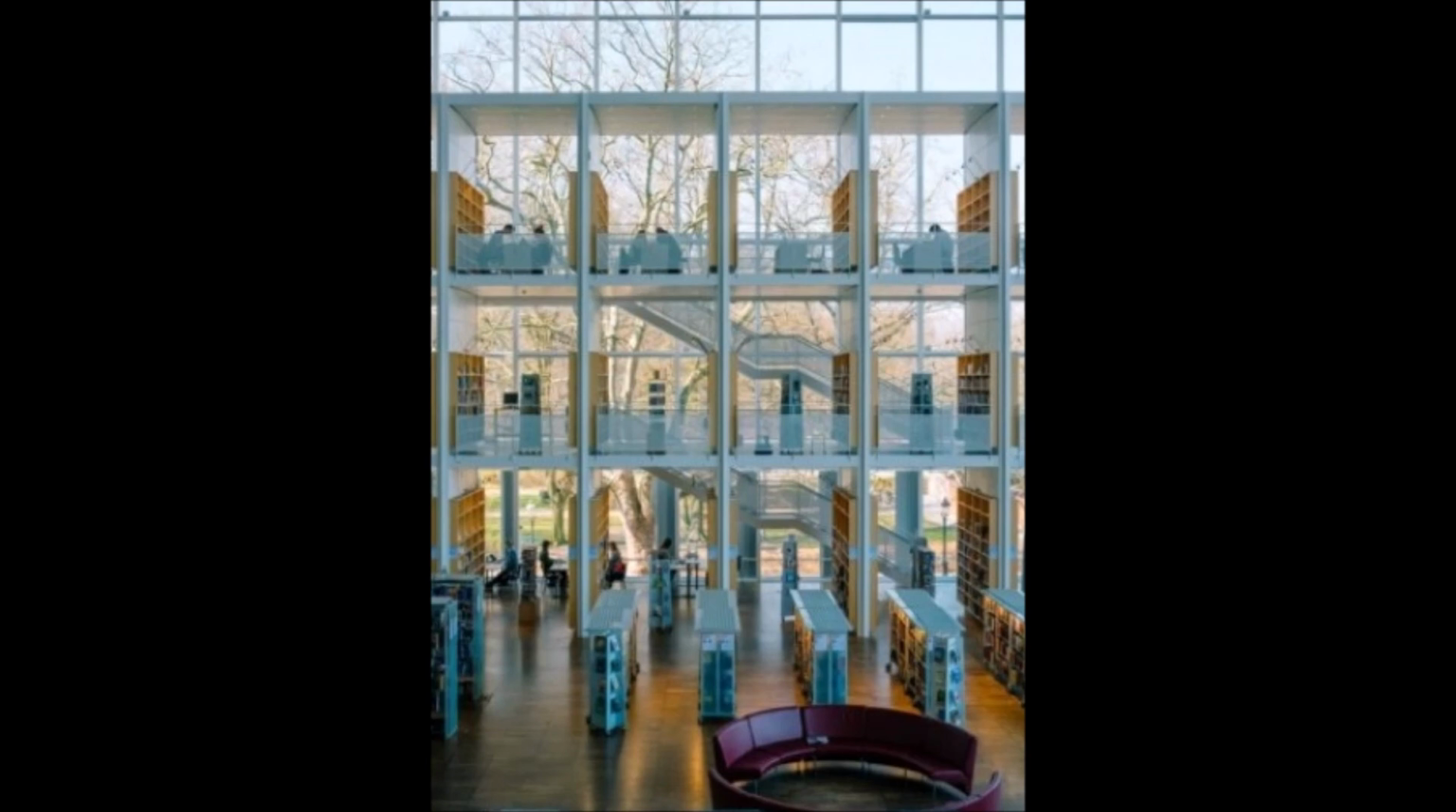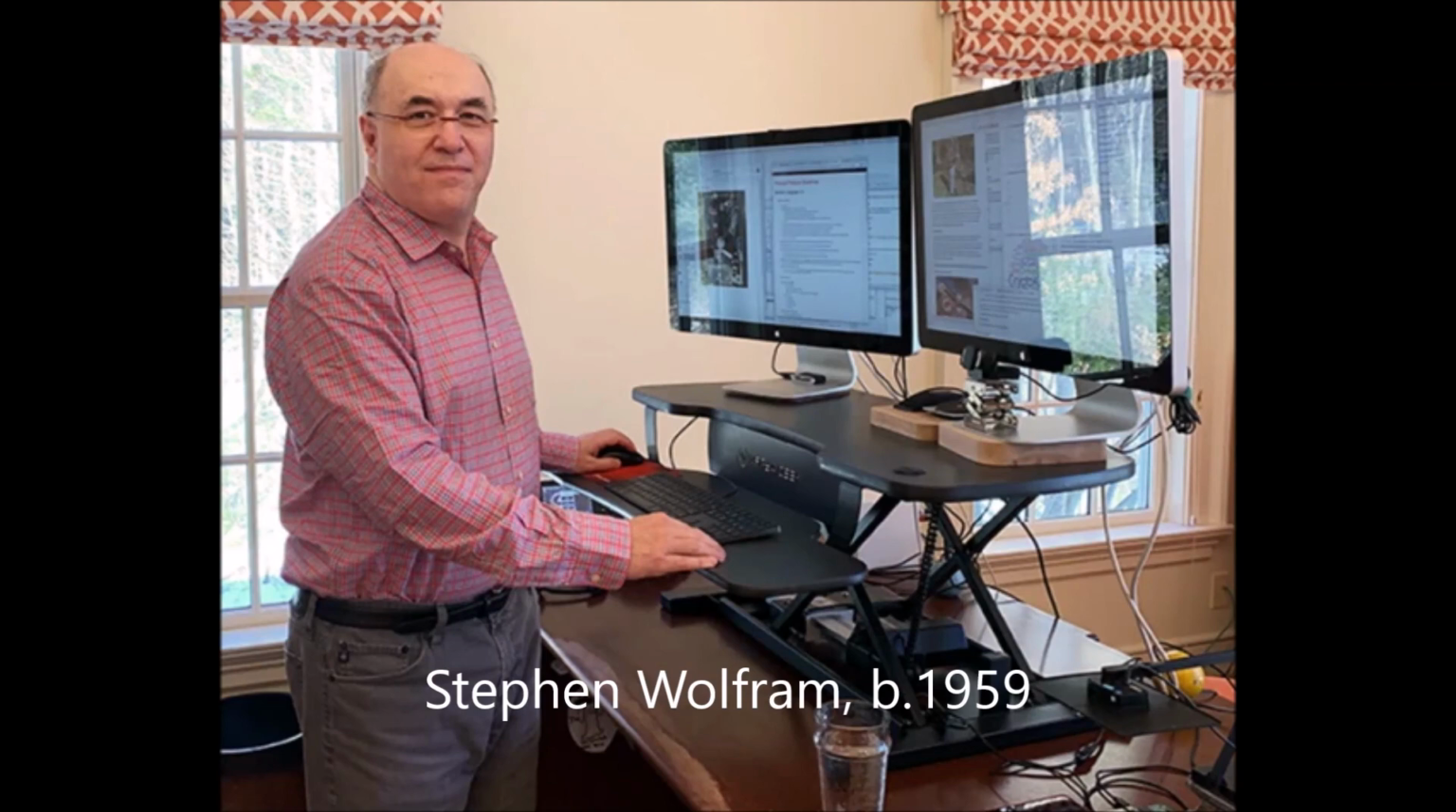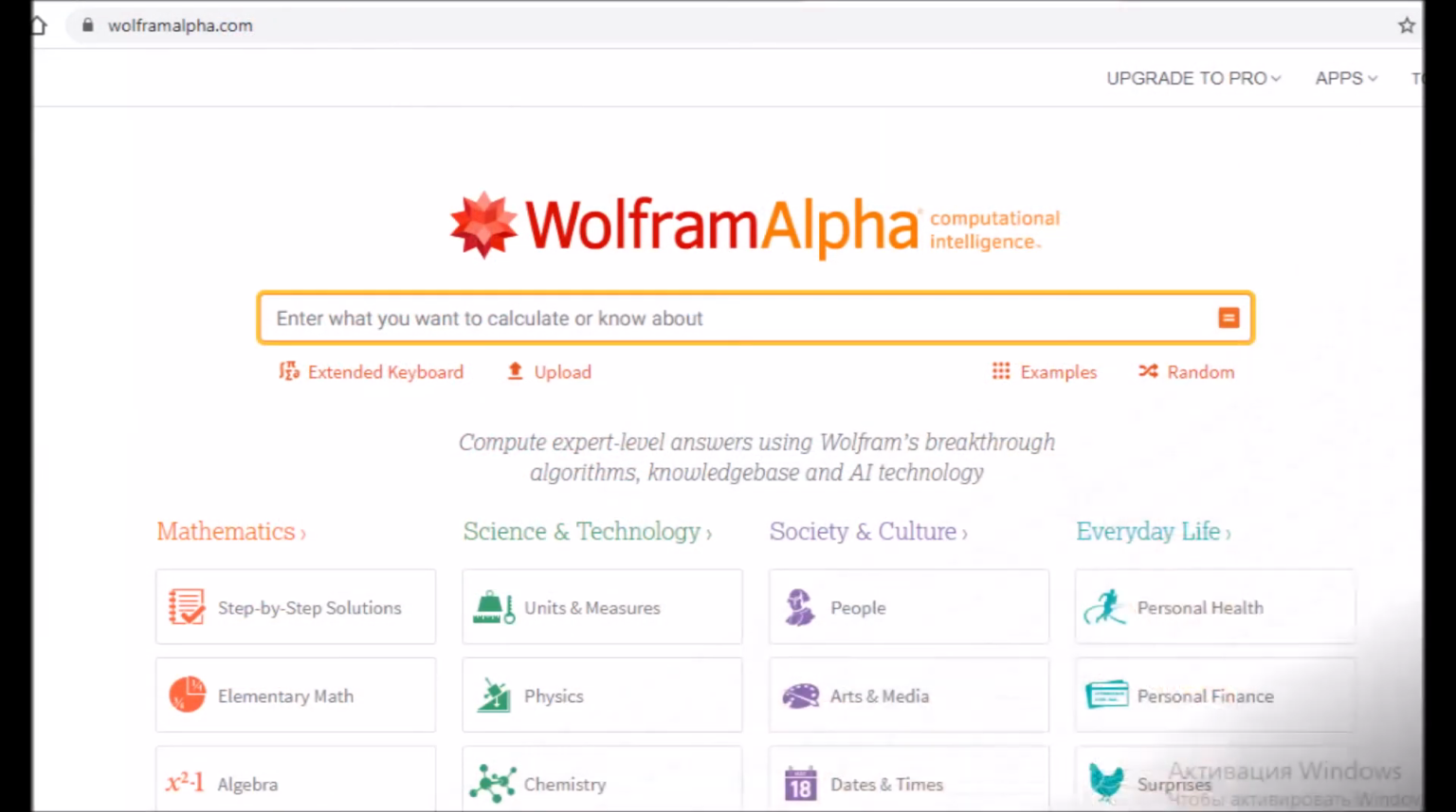Here we see a tendency towards unification and ordering of knowledge. A similar project in our time is undertaken by Stephen Wolfram, for example, at Wolfram Alpha. The goal here is of making all of the world's systematic knowledge computable.